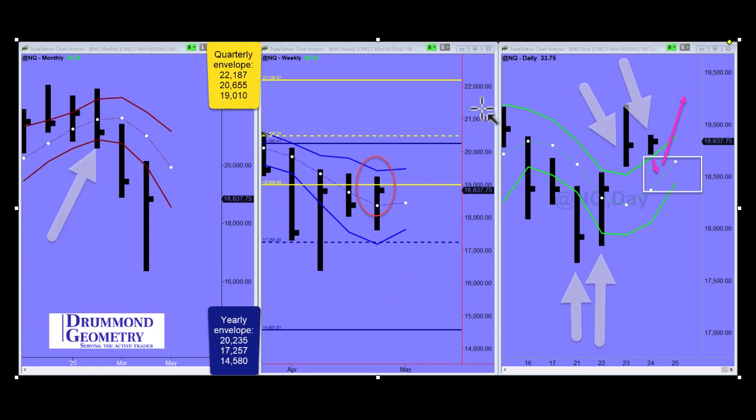What are our targets? You have weekly envelope top, yearly envelope top, and quarterly PL dot. So there is a lot of higher time period resistance up above. So this may be a bounce and a bigger move down. This is how you put it together.